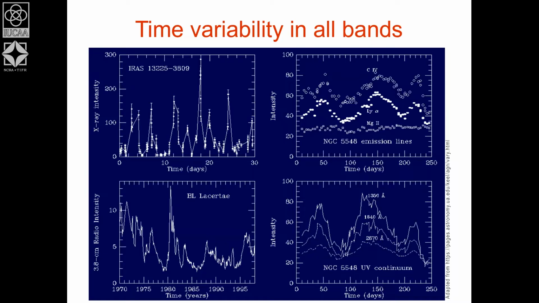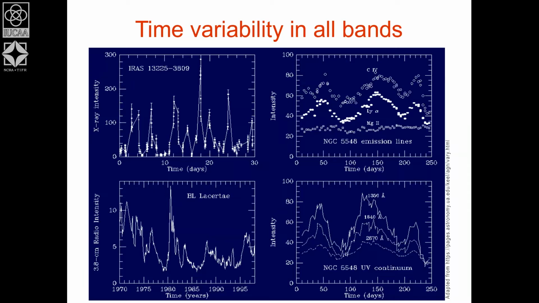Now, if you look at the ultraviolet line emission, the variability will be similar to the optical line emission. This is the carbon 4 intensity, Lyman alpha line intensity, and magnesium 2 line intensity. Again, you see this strong variability of the line emission as well.